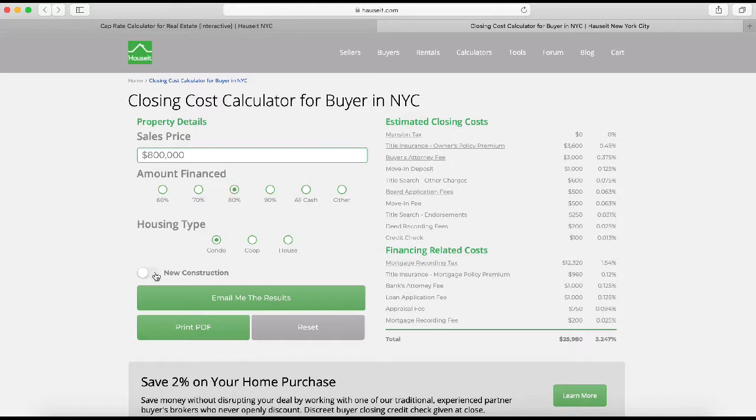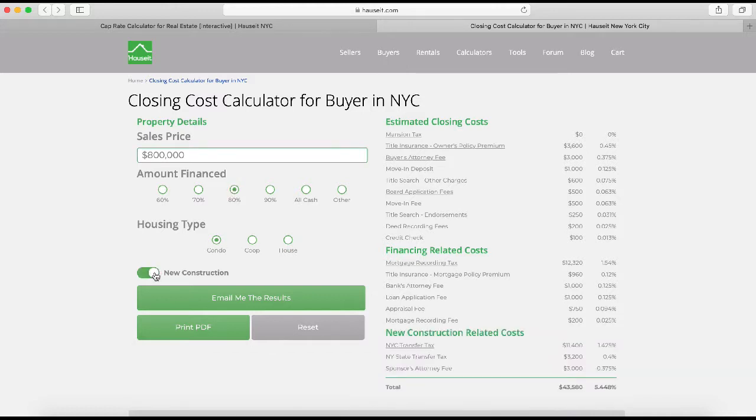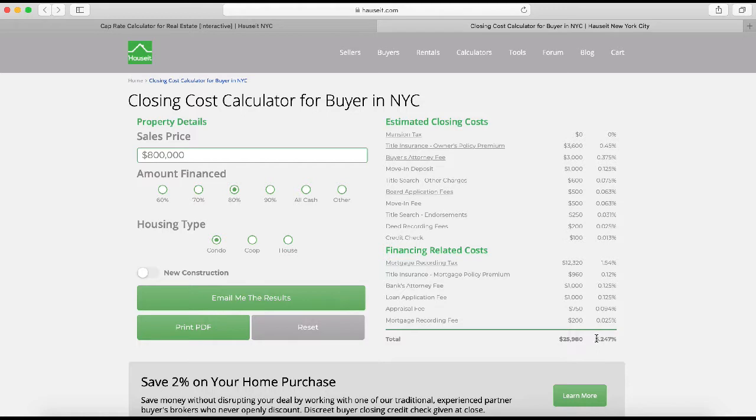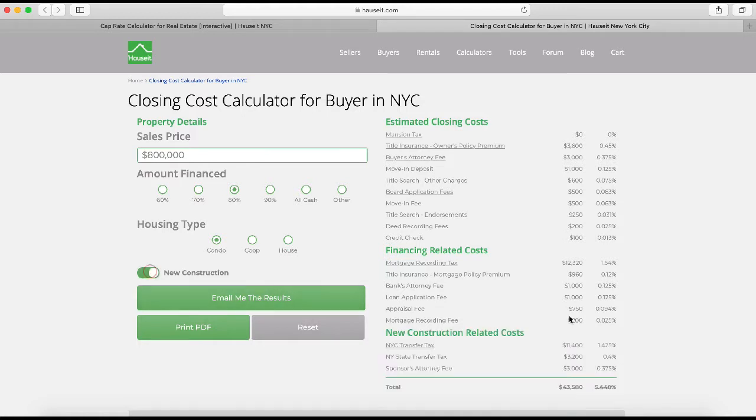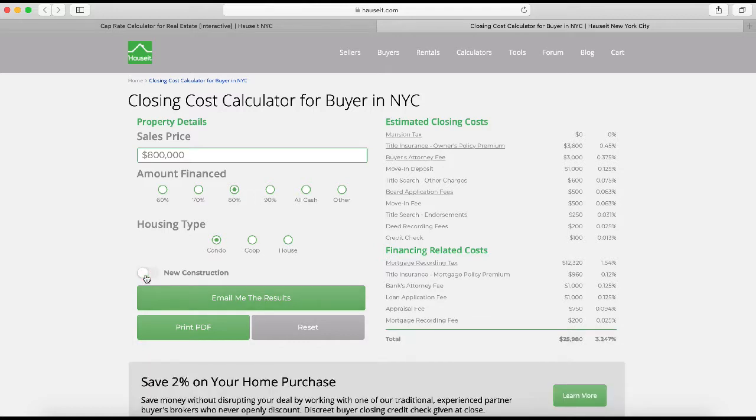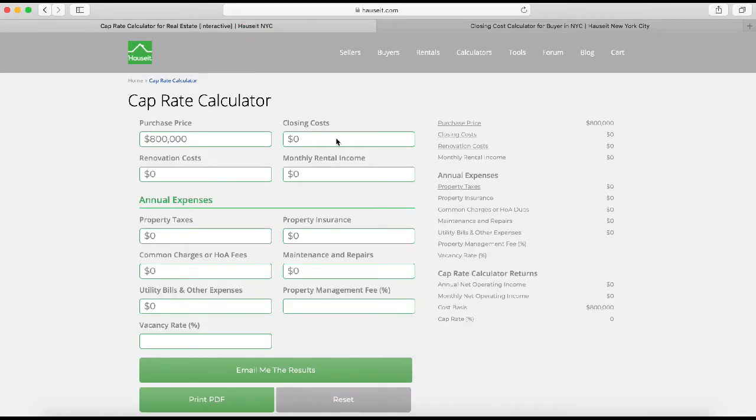It's not new construction. Keep in mind, if it's new construction, you'll see that the closing costs go up from about 3.2% to about 5.4%, and that's because the buyer, as opposed to the seller, usually will be paying the transfer taxes if you're buying a new construction condominium. So we have an estimate here of about $26K for the buyer closing costs. So if we go back into the cap rate calculator, let's put in 26,000.